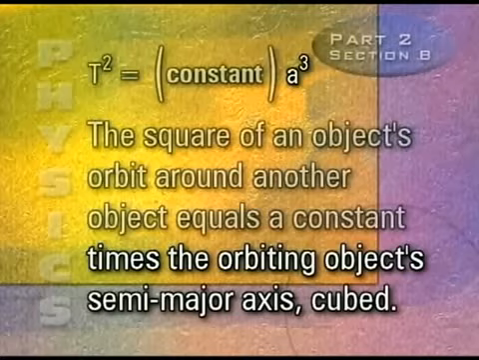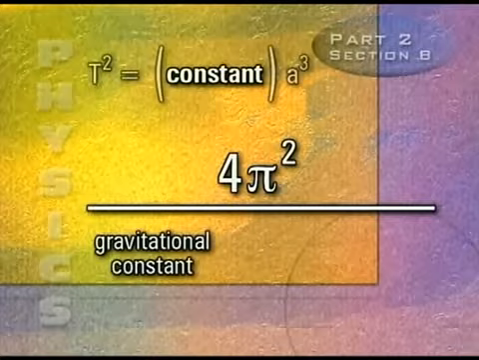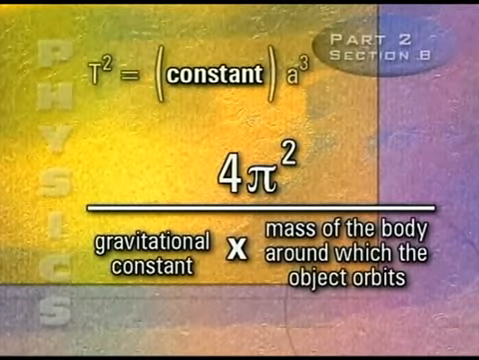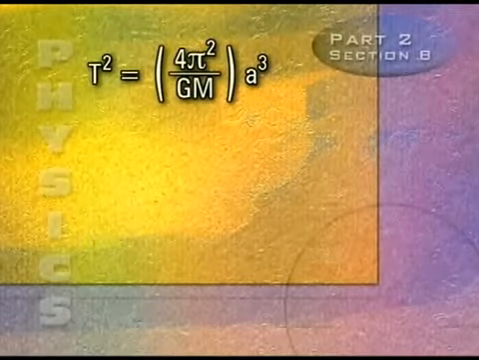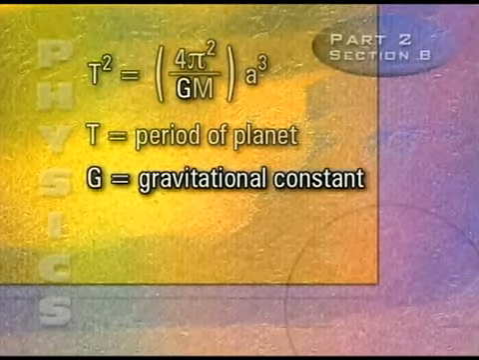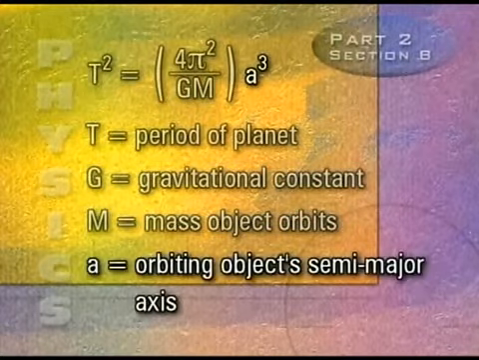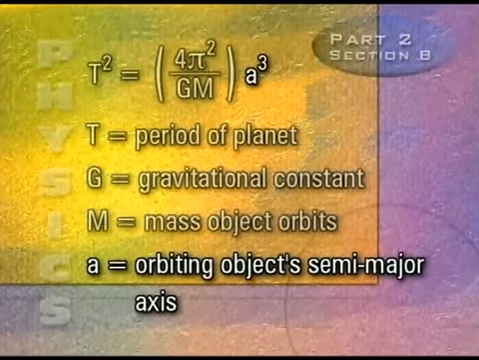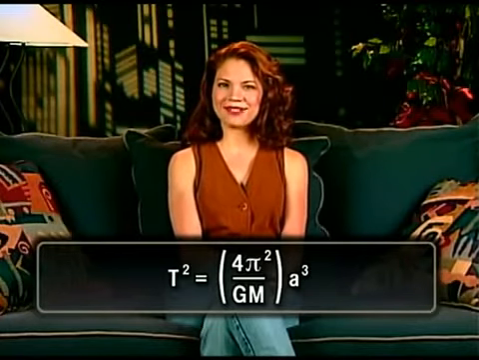We can write this as an equation where the constant has been found to be 4 pi squared over the gravitational constant times the mass of the body around which the object orbits. For us, then, T squared equals 4 pi squared over G M times a cubed, where T is the period of the planet, G is the gravitational constant, M is the mass about which the object orbits, and a is the orbiting object's semi-major axis, or its orbital radius. Got that? T squared equals 4 pi squared over GM times a cubed. So let's try this baby in a problem.